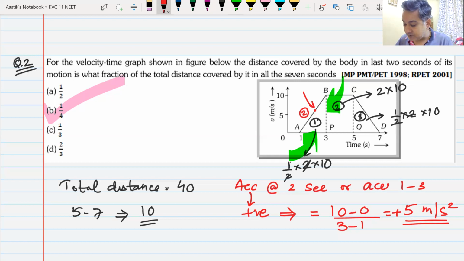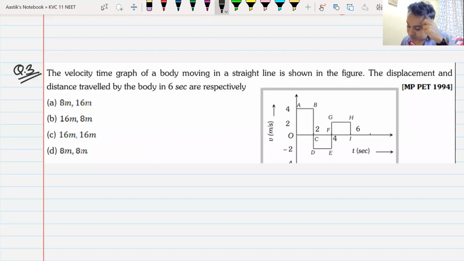This is problem number, I think, 3. Problem number 3 comes on your screen now. The velocity time graph of a body moving in a straight line is shown in the figure. The displacement and the distance, you have to find out both here. Displacement, blue one, the pink one, and distance, the yellow one. In 6 seconds, I'll give you 2 minutes to do this.